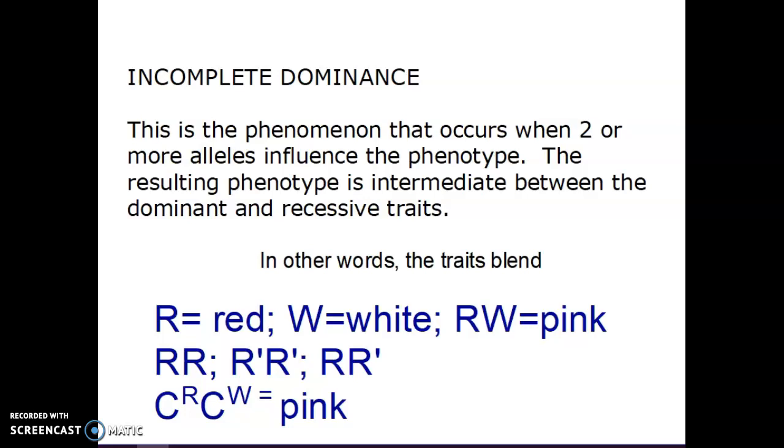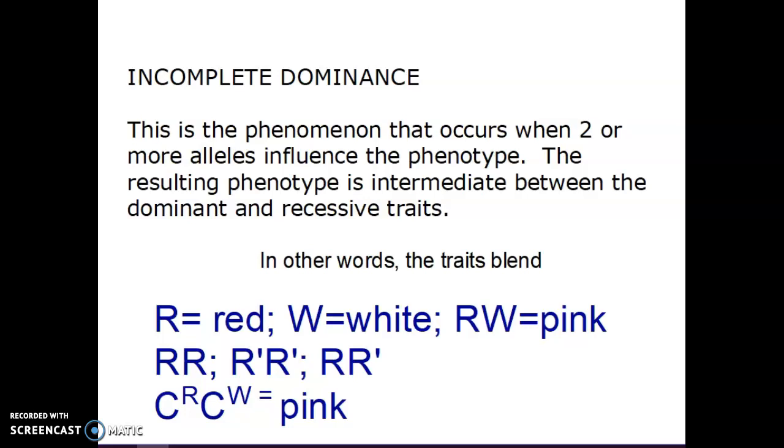So far when we've done dominant and recessive, it's either this or that, right? Tall or short, green or yellow, square or round, red or white, etc. With incomplete dominance, it is a phenomenon that occurs when one is not more powerful than the other. So in other words, the traits will blend.